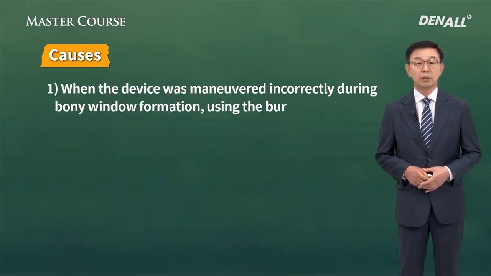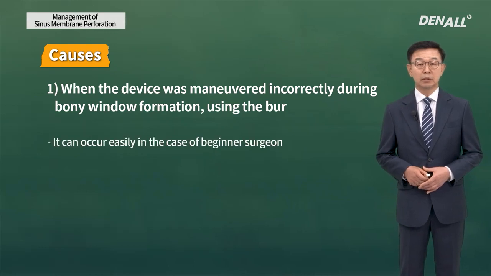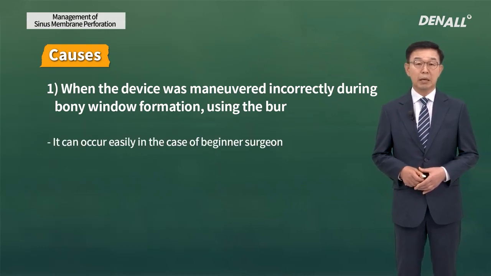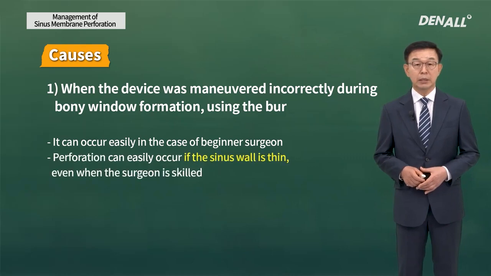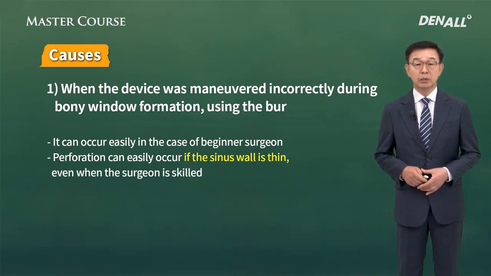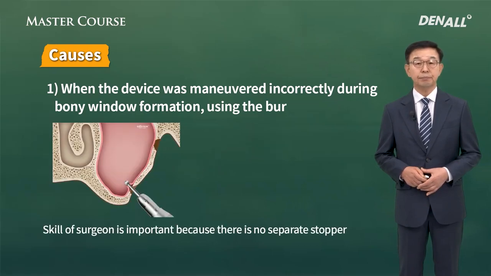First, I'm going to talk about how it occurs very frequently when window is formed using burr. Such mistakes are mostly done by beginners, and even in the case of expert with a lot of experience, if the sinus membrane is extremely thin, during lateral window approach, sinus membrane can be perforated. Lateral window approach, it's mostly done using burr. However, if you do not do it properly, perforation can occur.